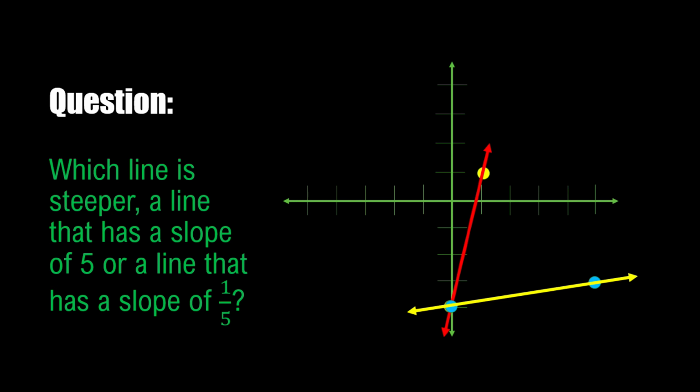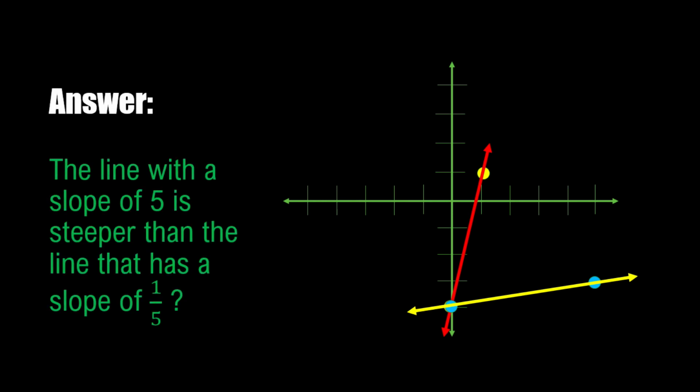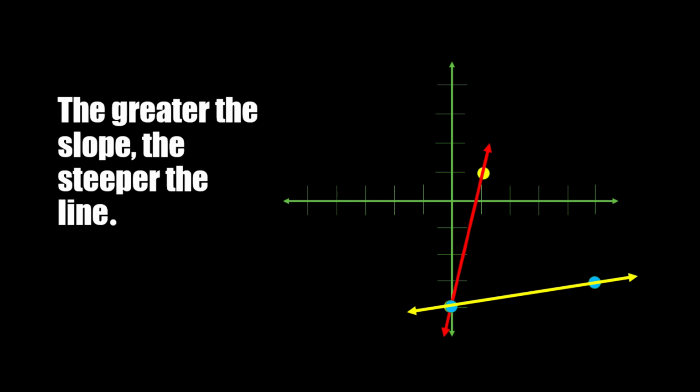So, kung i-compare natin yung dalawang line, which is steeper, the answer is the line with the slope of 5 is steeper than the line that has a slope of 1 over 5. Kasi kagaya nga na sinabi natin kanina, the greater the slope, the steeper the line.